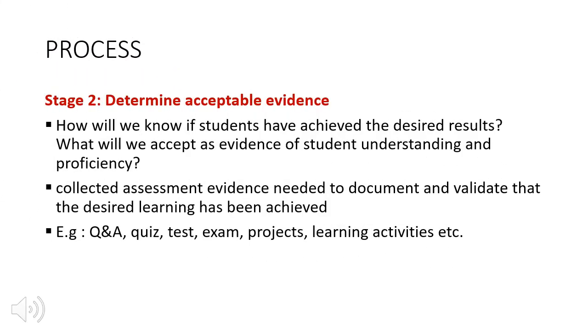After we identify the desired outcome and goals, next we're going to determine the acceptable evidence. How will we know if students have achieved the desired results or outcome? What will be accepted as evidence of student understanding and proficiency? How do we assess the desired outcome? We collect the assessment evidence needed to document and validate that the desired learning has been achieved. So we decide how to assess the desired outcome, whether through question and answer, quiz, test, exam, project, interview, reflection, or any kind of assessment.